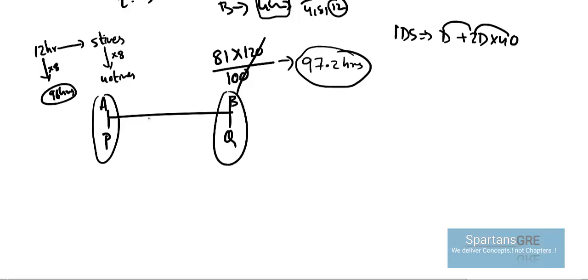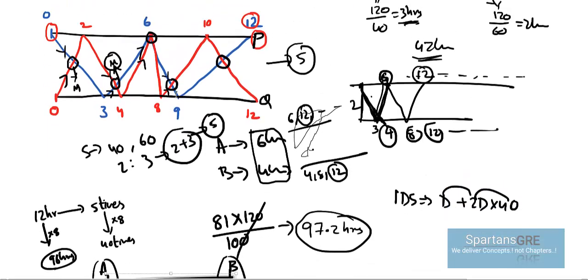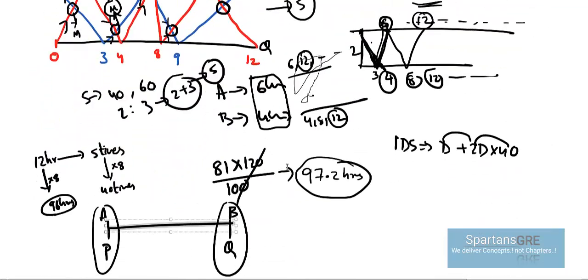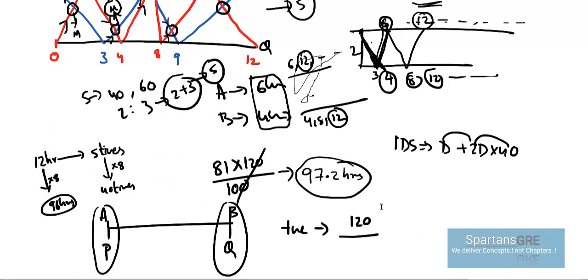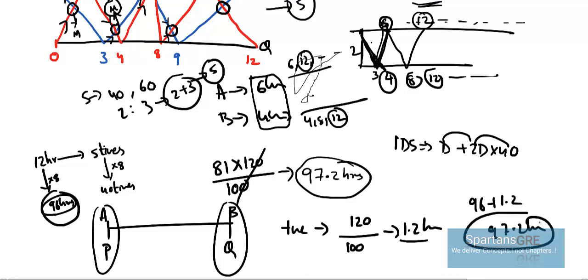So what is the initial distance between them? The initial distance is 120 kilometers. So the time will be distance by relative speed. Distance is 120, relative speed will be 100. So this will be 1.2 hours. That means they take 96 hours till the 40th, so it will be 96 plus 1.2, which is 97.2 hours. We got the same answer, right?